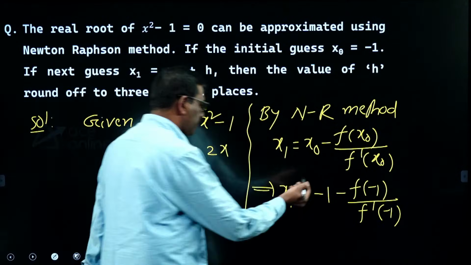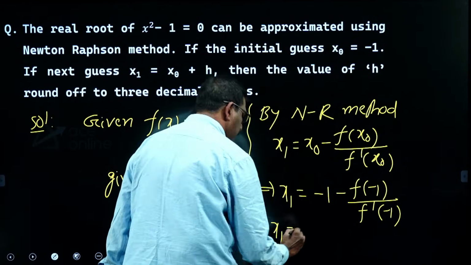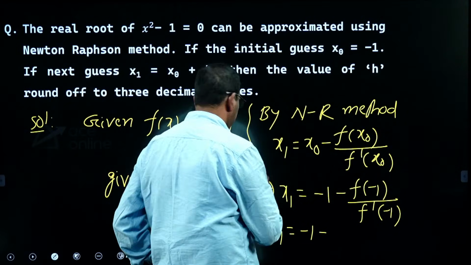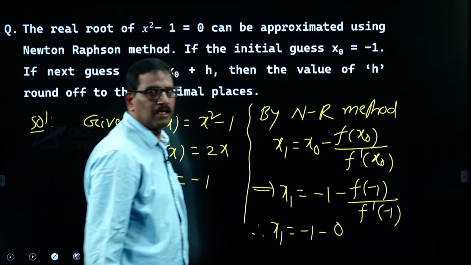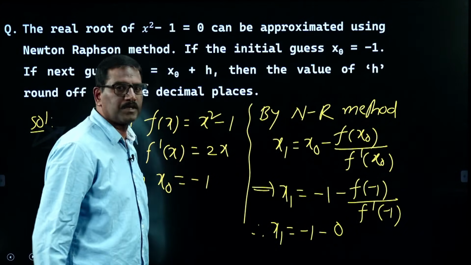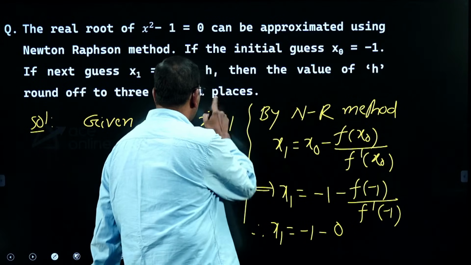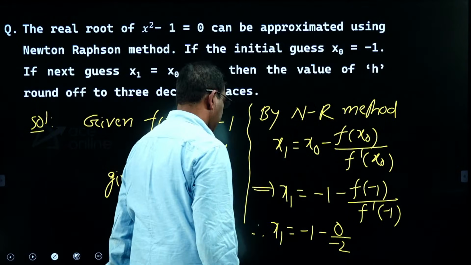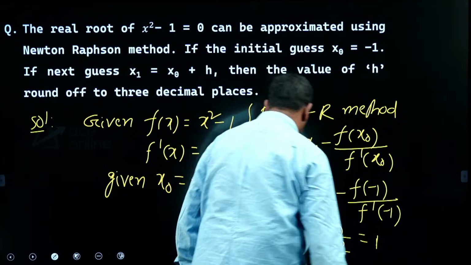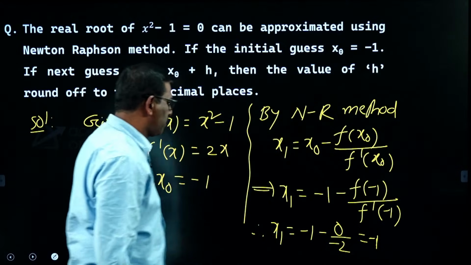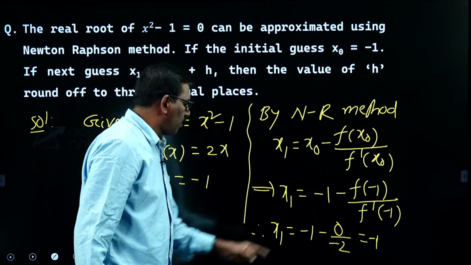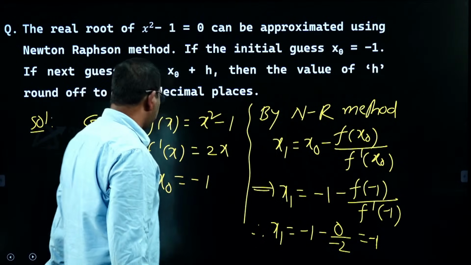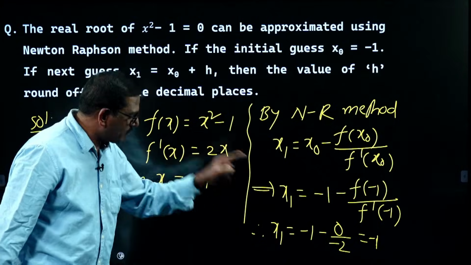Now, coming to substitute, therefore, what is x1? x1 is equal to minus 1 minus, what is f of minus 1? If I substitute f of minus 1, I am getting 0 or not? Yes, minus 1 whole square is 1, minus 1, 0. f dash of minus 1 is nothing but minus 2. So x1 you are also getting the same, minus 1. Any mistake? So f of minus 1 I am getting 0, f dash of minus 1 is minus 2, so x1 is also minus 1. x0 is given as minus 1, x1 is also minus 1.